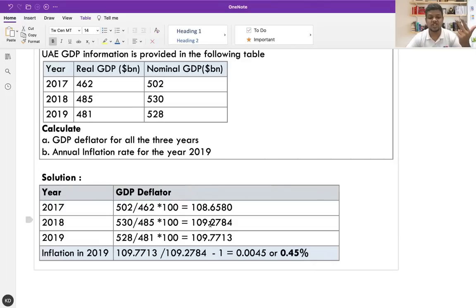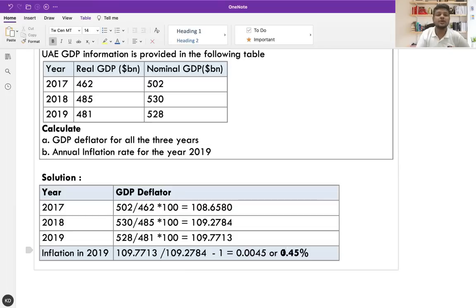So the index for inflation changed from 109.27 to 109.77 in a year. Well, that percentage change in the GDP deflator is the inflation. Is that clear? Yes. So every government publishes a GDP deflator. That's an index value. Even in India, we have indexation, and for indexation we use the same thing. So that change in the index value provided by the government is, for you, the inflation.